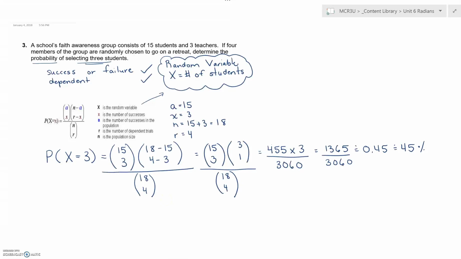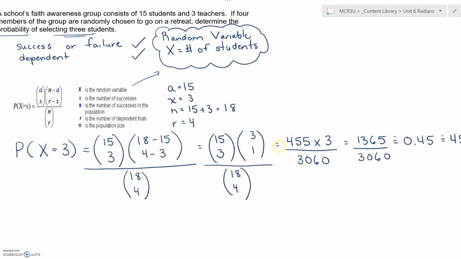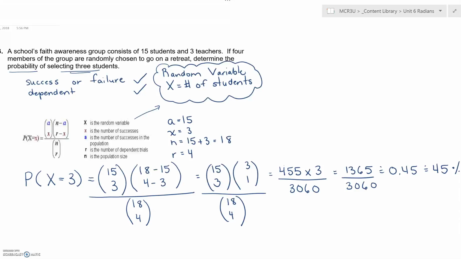So if you recognize that this is a hypergeometric distribution, then it's not a problem for you to just go ahead and use the formula, which I find really confusing for hypergeometric. Now, if you look at it a little bit closer, it's not that confusing. So if you know that you're picking 3 students out of a total of 15 students, then that means that you're picking 1 teacher out of 3.